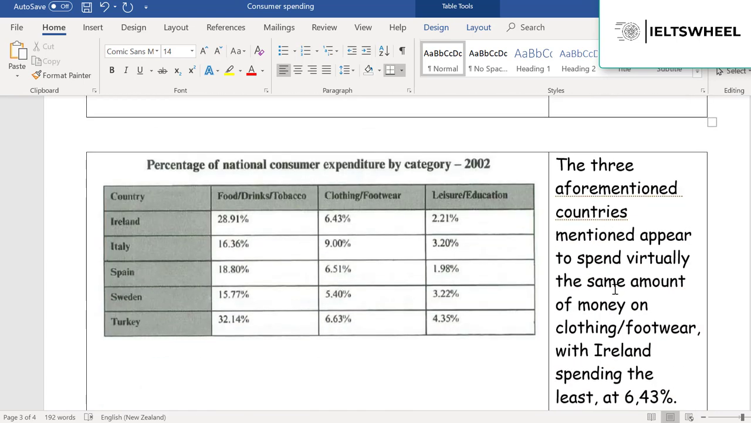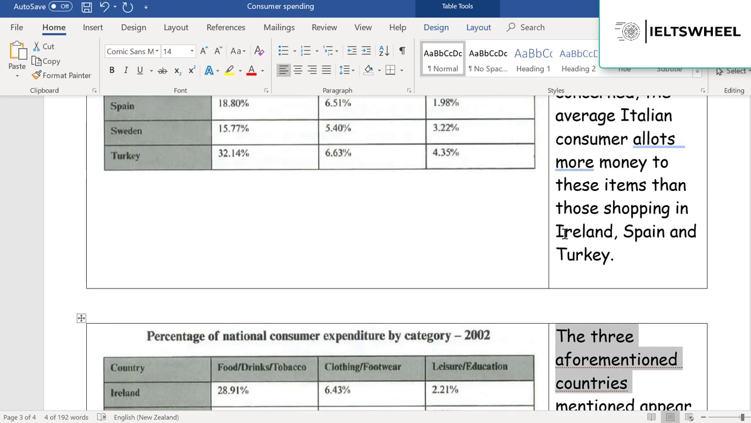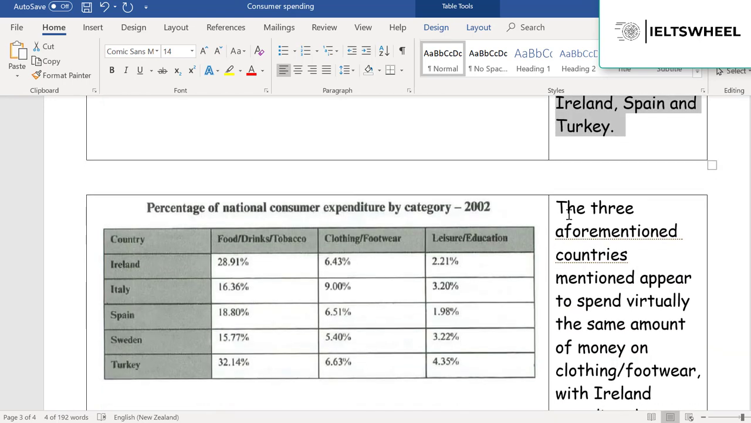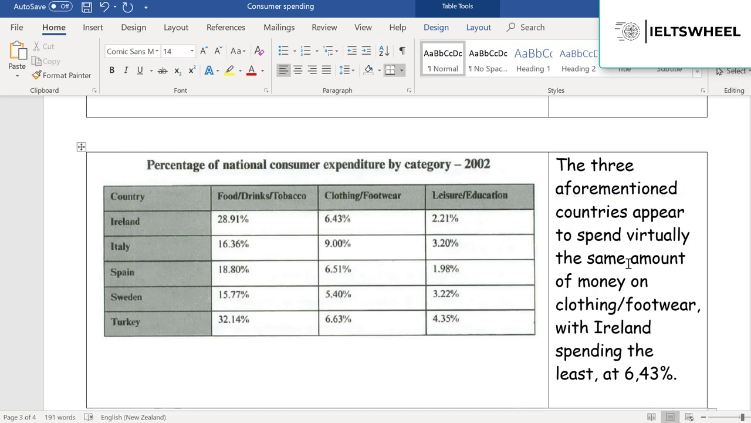Okay, now let's move on. The three aforementioned countries. Okay, what kind of countries? These countries. Ireland, Spain, and Turkey. So that, because we know exactly what kind of countries we're talking about. So the three aforementioned. Aforementioned means mentioned above. The three aforementioned countries, we don't need the word mentioned here, sorry, appear to spend virtually the same amount of money on clothing, footwear.